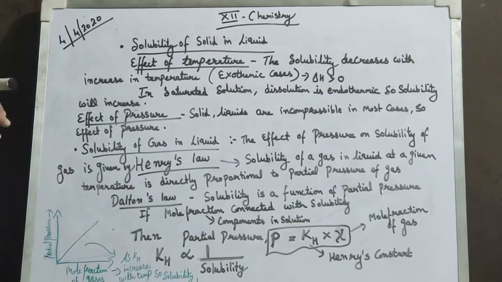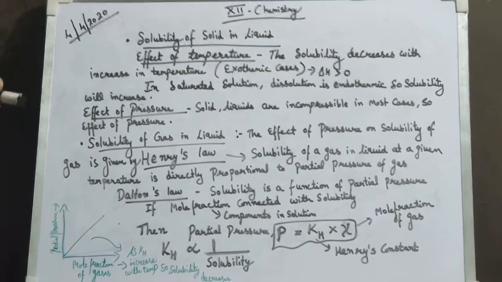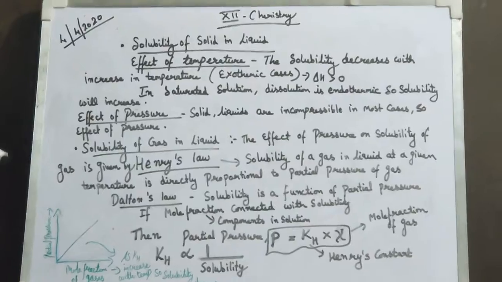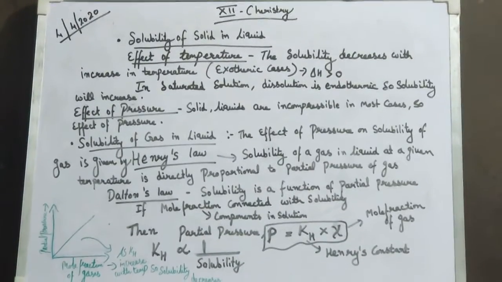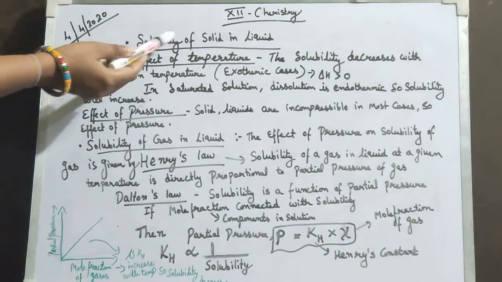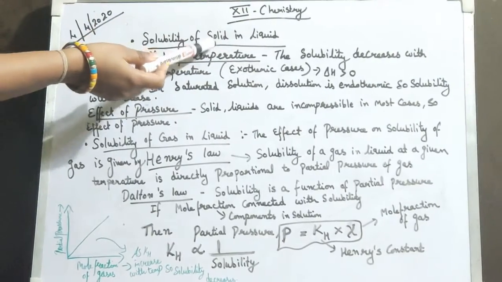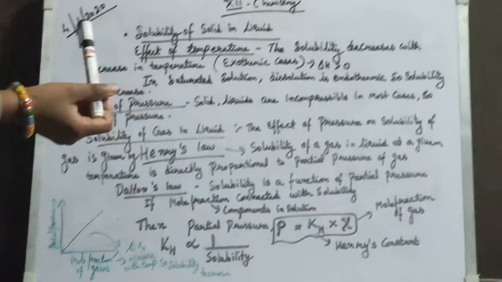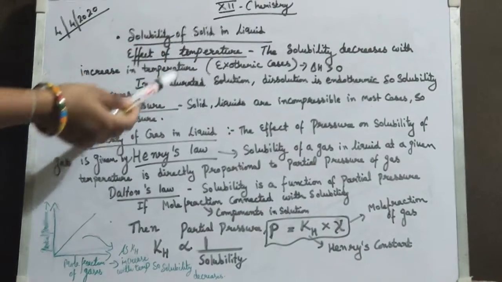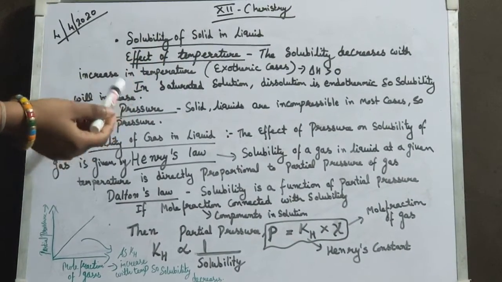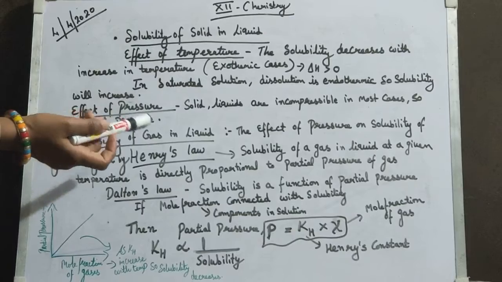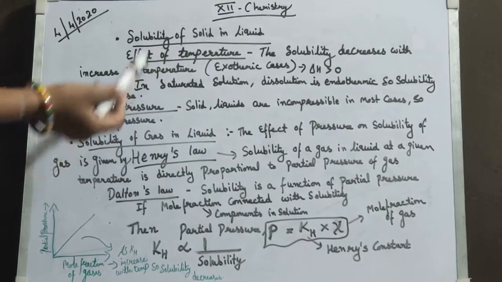So from that class I'm continuing with this, how the solubility is changing according to the solute and the solvent. For now I have taken the topic solubility of solid in liquid. Here solid is the solute and liquid is the solvent. So how it is getting affected by the temperature and pressure, that is what I am going to teach you. That is the effect of temperature.